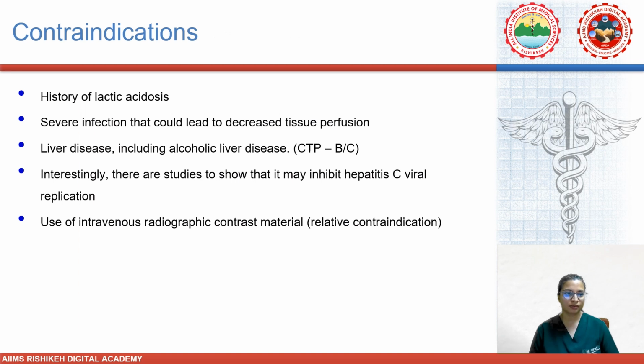So continuing the contraindications for metformin, if there is any history of lactic acidosis, severe infection that could lead to decreased tissue perfusion, liver disease including alcoholic liver disease, especially CTP-B and C. Interestingly, there are studies to show that it may inhibit hepatitis C viral replication also. If the patient has a history of use of IV radiographic contrast material, then that is also a relative contraindication.